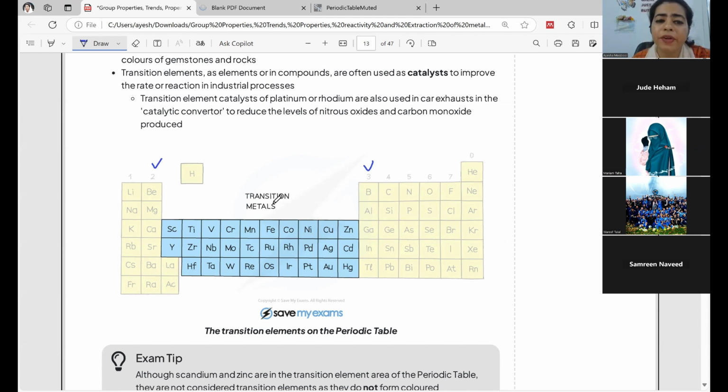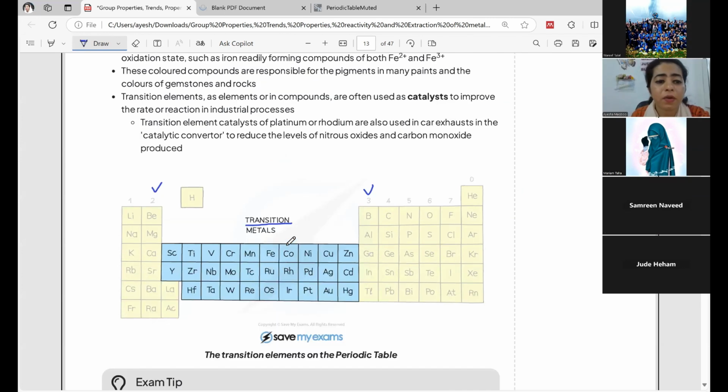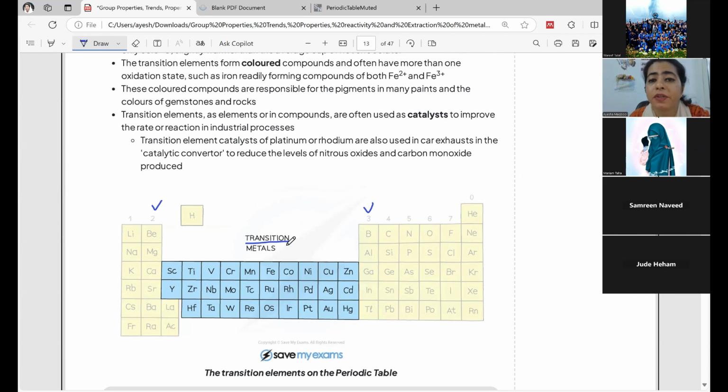Why do we use the word transition? Transition means in between. So they are present at the center of the periodic table. On the right side we have some metals and then non-metals. On the left side we have metals. So in between metals and non-metals, we have a whole block of transition metals with 10 groups total. You just remember there are 10 columns over here, 10 groups over here, and this block is known as transition metals.